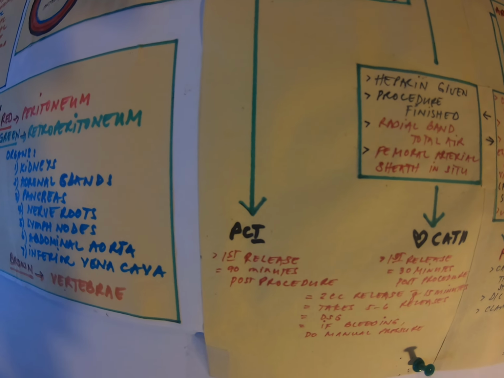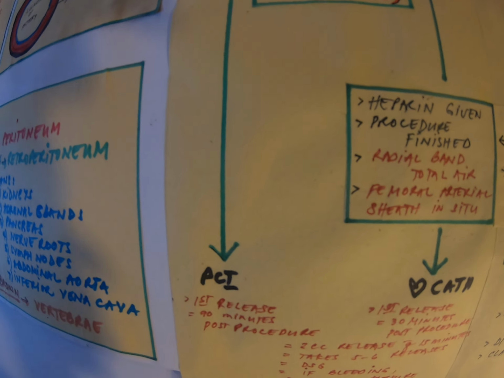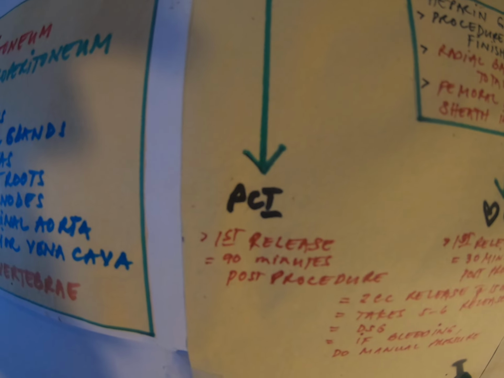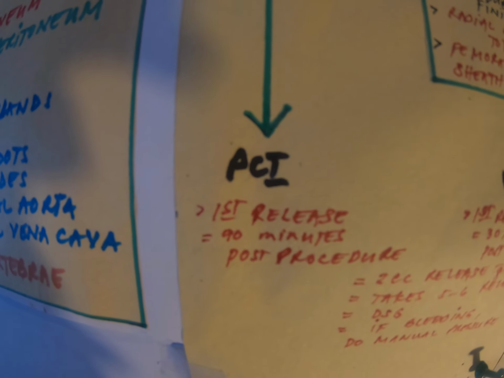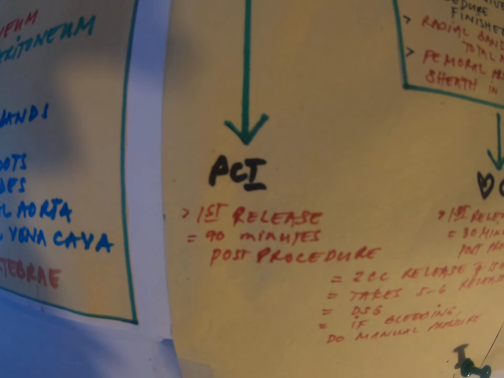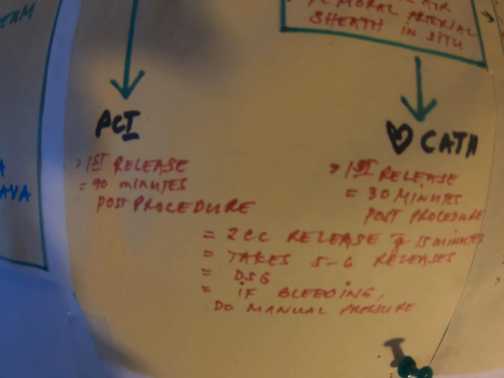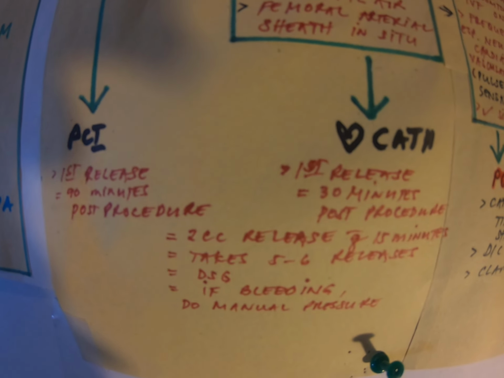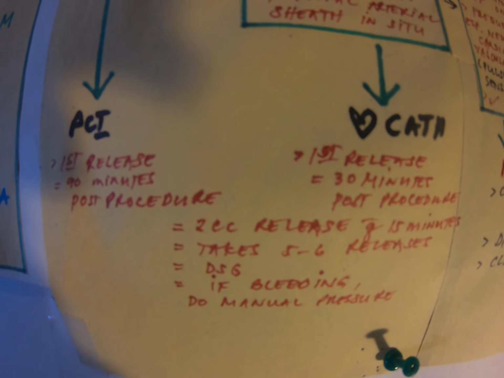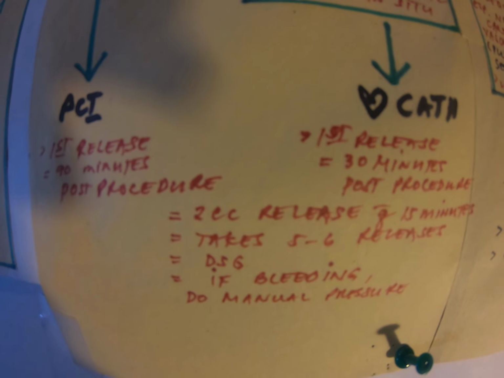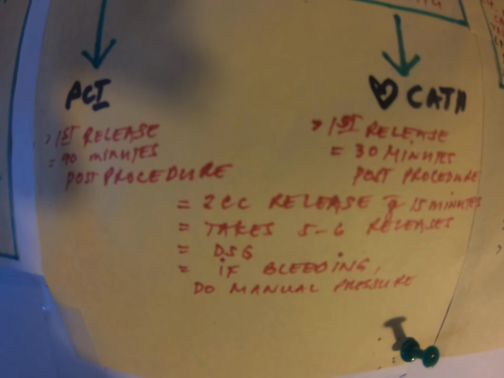Okay, so if the patient comes back after stent insertion or percutaneous coronary intervention, the first release happens 90 minutes after the procedure, and then 2 cc's of air is released every 15 minutes. It takes a total of 5 to 6 clicks, dressing applied, and then everything is okay.